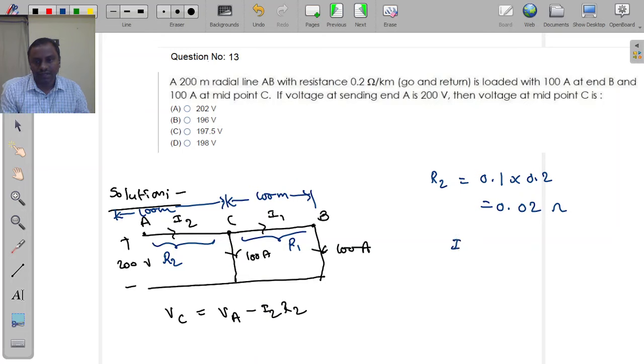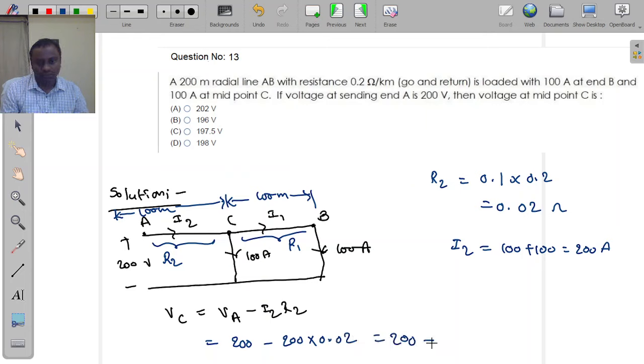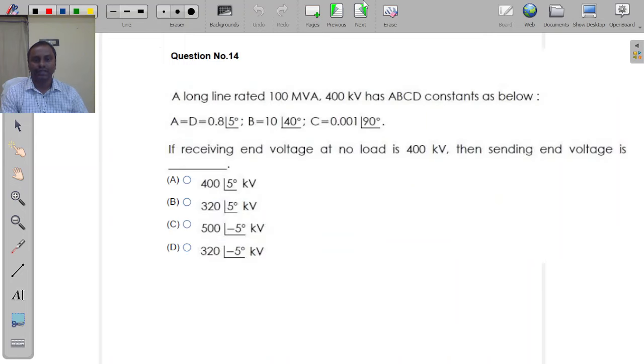Similarly, what will I2 be? I2 is 100 plus 100, which is 200 amps. Now the voltage at VC will become 200 volt minus I2, 200 amps, into 0.02. So 200 minus 4, this is 196 volt, the voltage at the midpoint C. So the answer for this is option B. Moving into the next question.